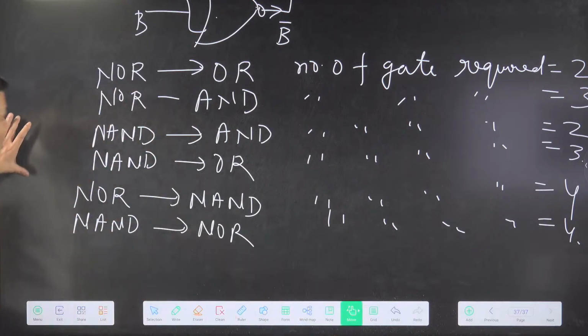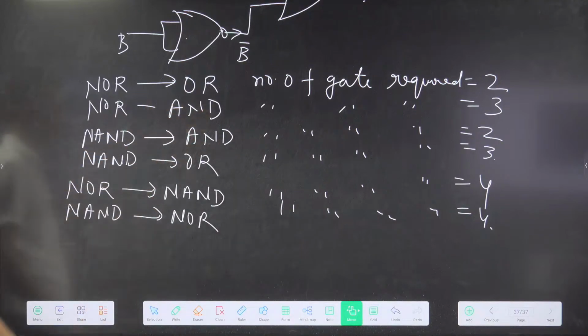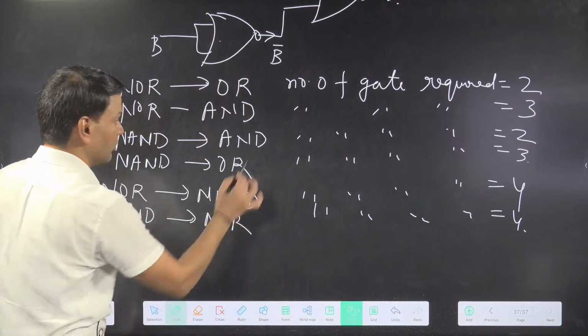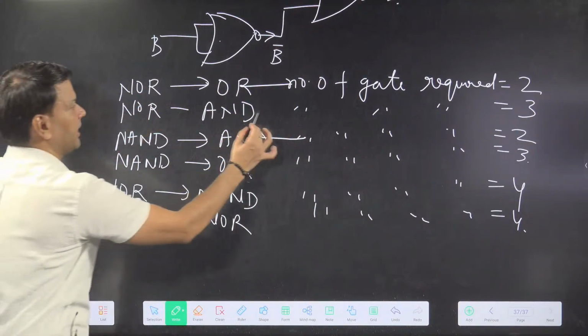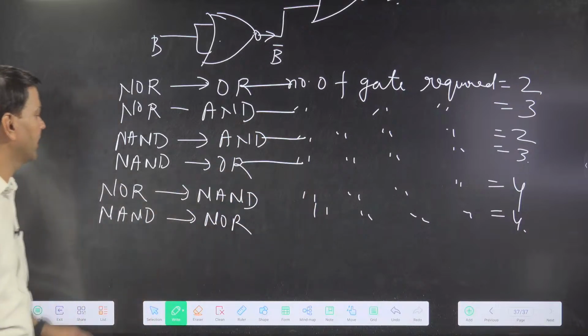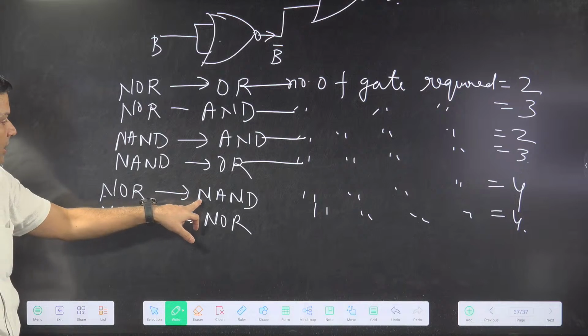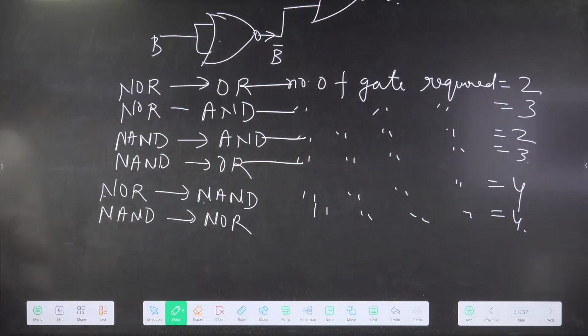NOR to OR is 2, NAND to AND is 2. Okay, NAND to AND 2, NOR to OR 2, NOR to AND 3, NAND to OR 3. Okay, NOR to NAND, up to the end we require 3, but we require NAND, so that extra 1 gate makes it 4. Okay, these you have to remember directly.